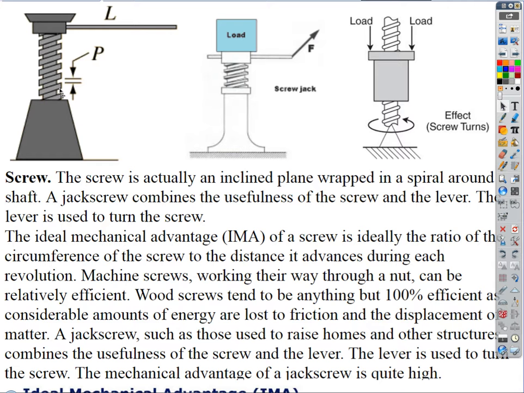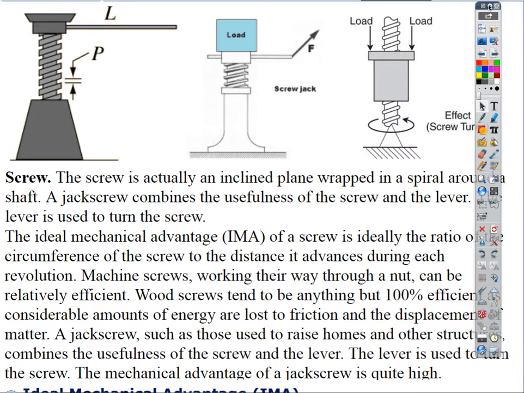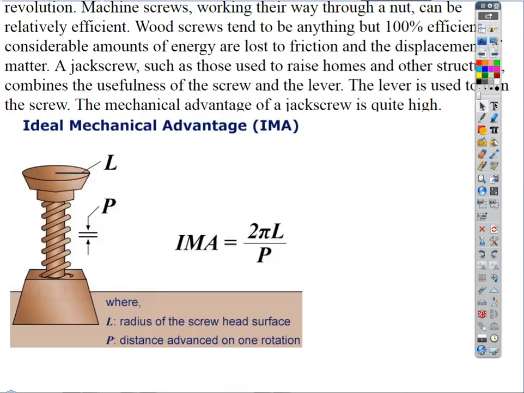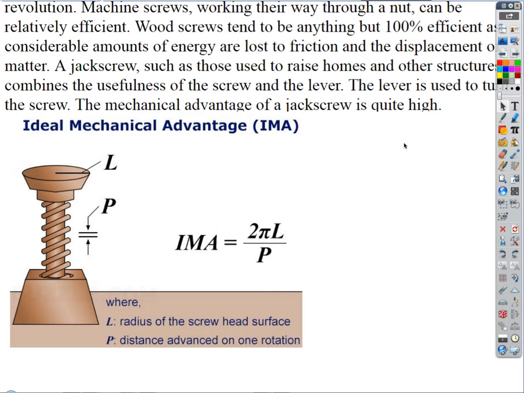If we want to calculate the ideal mechanical advantage, it's just going to be, so yeah, let's talk about this. This is going to come up when you're putting in deck screws, or if you want to put in metal screws or something, right? So the mechanical advantage is just going to be 2 pi L, where L is the radius of the head of the screw, because that's what you're twisting, okay? Divided by the distance between threads, or the amount that the screw advances with one turn, right?